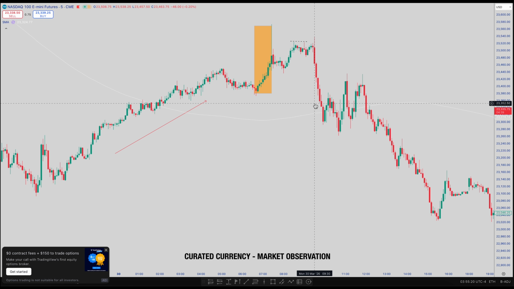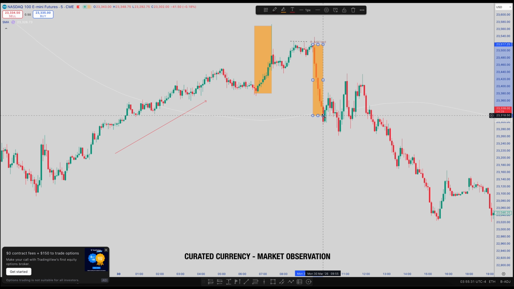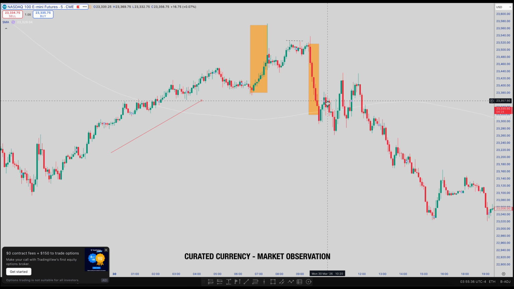From 9:30 into 11:30, strong momentum pushes price lower with large candles. Now this is what they call displacement, a transition from balance into directional control. The market is no longer negotiating, it has chosen direction.